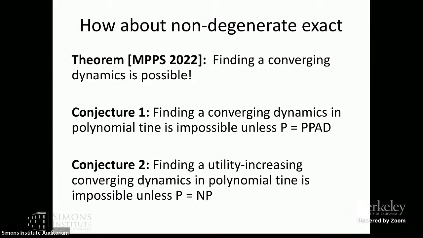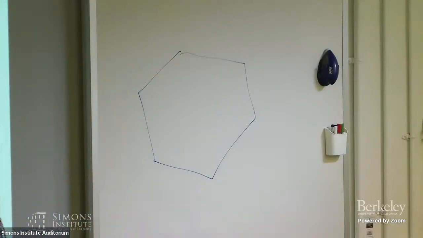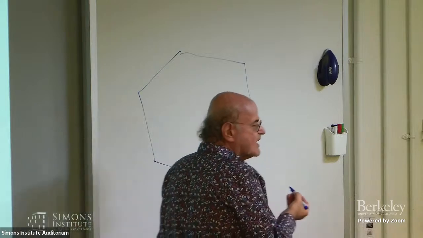Let's try to say what happens if it's non-degenerate. If it's non-degenerate, then there is a way to do it. I think I want to draw it for you. Imagine that this is the two simplex product, and you want to create a dynamic.